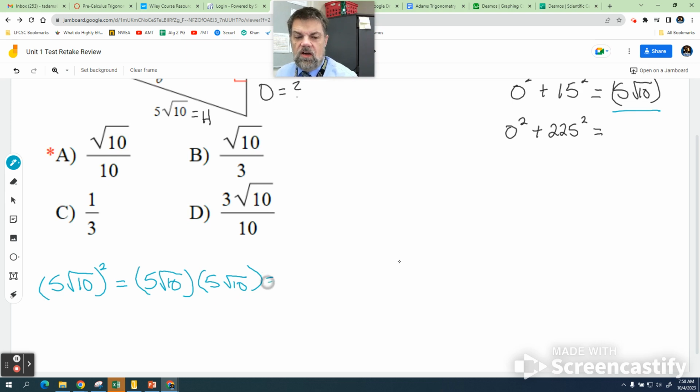So you can also think of this as 5 times 5 times the square root of 10 times the square root of 10. 5 times 5 is 25. The square root of 10 times the square root of 10 is really the square root of 10 times 10, which is 100. What is that? Well, the square root of 100 is 10. So this is like 25 times 10.